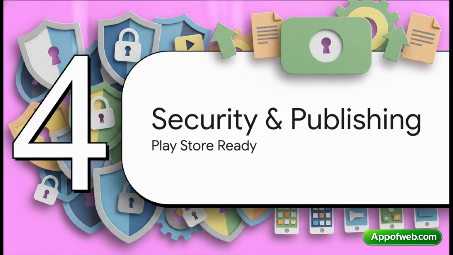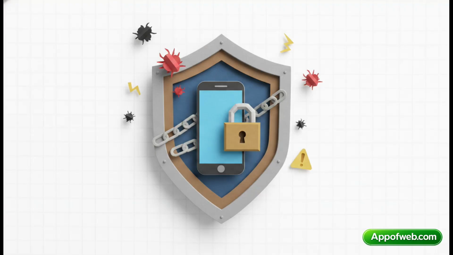Section 4, security and Play Store publishing. It's time to survive that rigorous publishing process and completely lock down your app's security. Enforce HTTPS, block mixed content, and restrict navigation strictly to trusted domains. And crucially, beware of the addJavascriptInterface method. Exposing sensitive native Android methods to JavaScript is a massive injection risk.